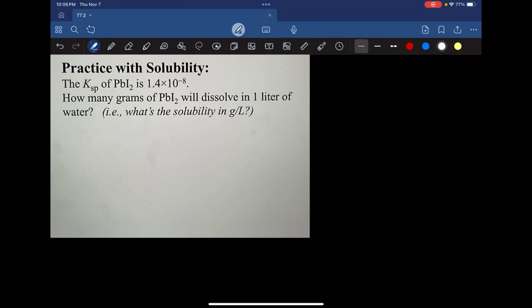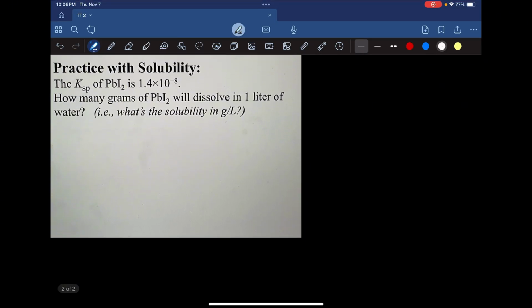Let's solve this solubility question in general chemistry. It's a very important question. It will definitely pop up on one of your tests.